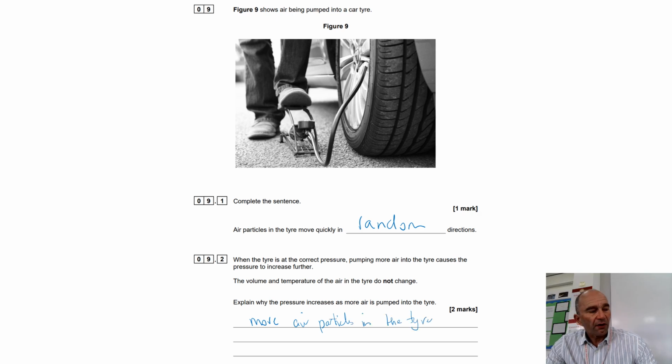So what? That means there's a greater number of collisions with the tyre wall per second. And there's the 2 marks. So don't forget the obvious one, there's just literally more air particles, and because that means there's going to be more collisions per second, that's where the increased pressure comes from.